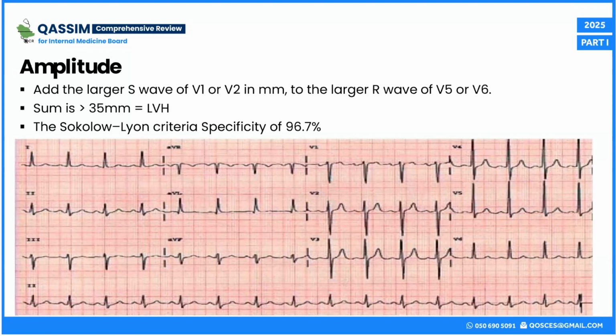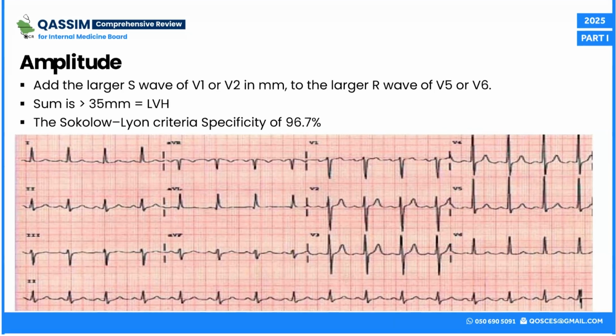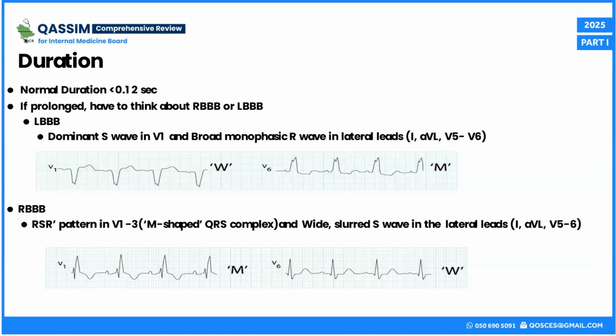This does have a specificity of 96.7%. Looking at this ECG, leads V1 and V2, if you combine them both, it is more than six big squares. So this is most likely an LVH. And the duration. So now we looked at the size, how deep they are, or the amplitude. Now we look at the duration. If it is prolonged, think about a conduction abnormality.